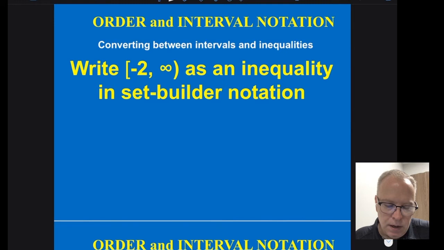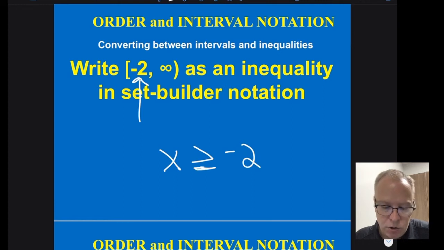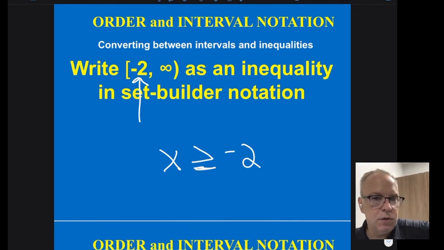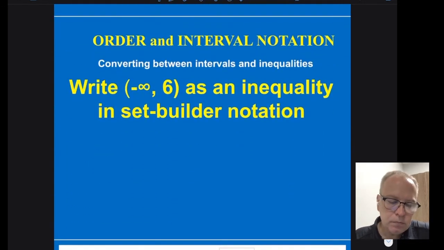The next one. This time we're starting at -2 and we're going forever. So that sounds to me like x is greater than -2, but it can also be equal. Why? Because we see a bracket. Brackets tell us that it could be equal to -2. So x is greater than or equal to -2 would be the answer there.